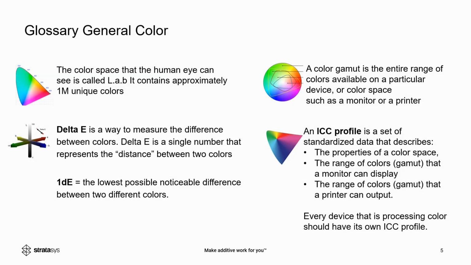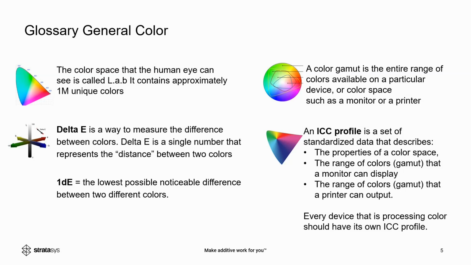First off, we're going to do a quick color basics and terminology review so everyone can understand the topics we're going to talk about later on. So first off, we're going to talk about LAB. That's the color space that the human eye can see, and it contains approximately 1 million colors. Next, we've got a term called delta E, and that is a way to measure the difference between colors.